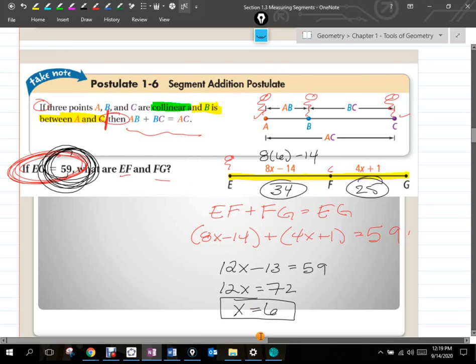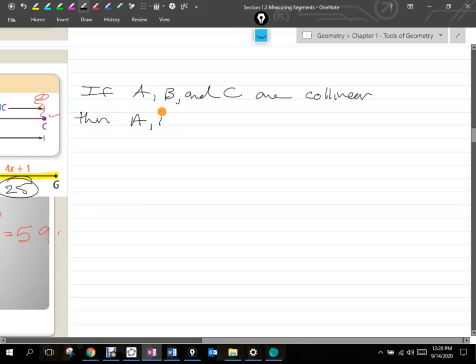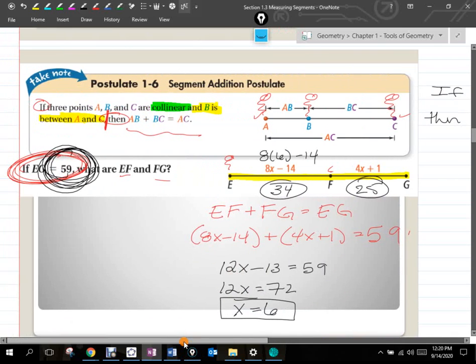Now, I told you I was going to mess around with the wording of this postulate real quick. So let's say: if A, B, and C are collinear, then AB plus BC equals AC. I'm going to ask you, is that true or is that false? If A, B, and C are collinear, then AB plus BC equals AC. Is that true or false? How's that different from the original statement?